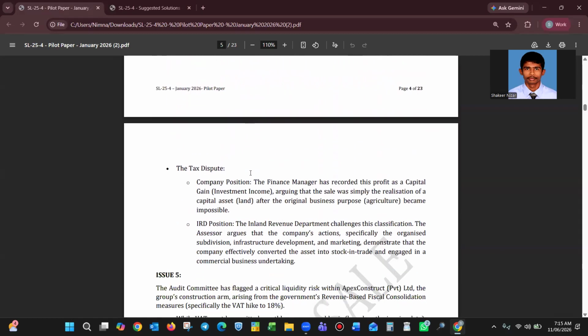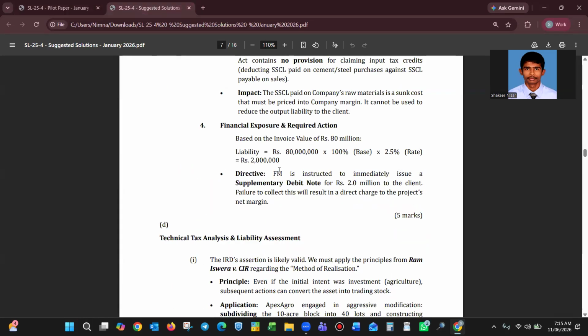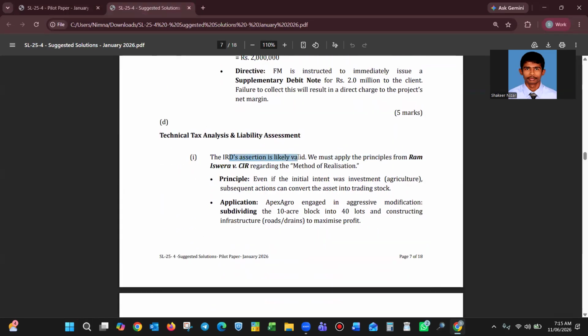Tax dispute: the finance manager has recorded this profit as a capital gain, as an investment, which is correct, simply the realization of a capital asset after the original business purpose failed. The IRD challenged this. The assessor argues that the company's actions, specifically the organized subdivision and infrastructure development, demonstrate that it effectively converted the asset into stock in trade, engaging in a commercial business. Based on that, the IRD assessment is likely valid, because you have taken initiatives to sell this asset.